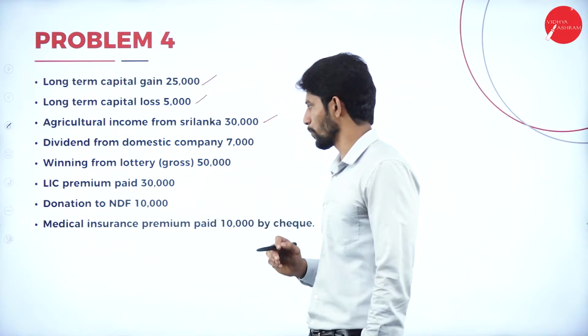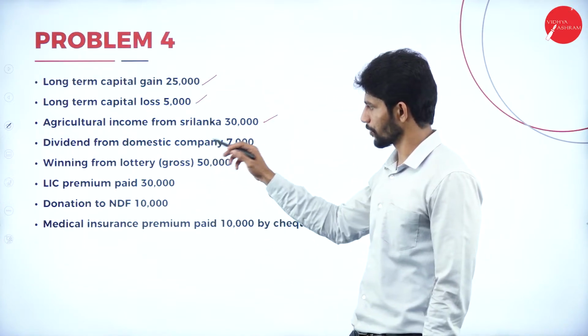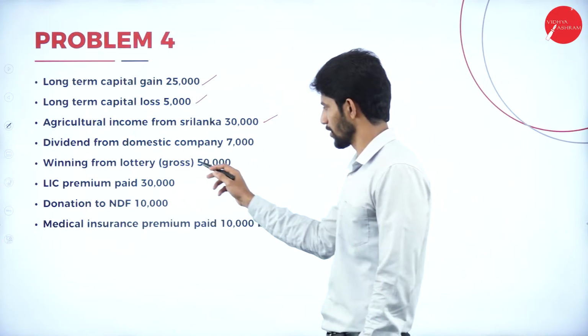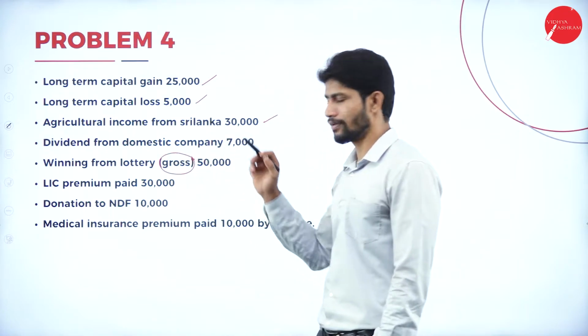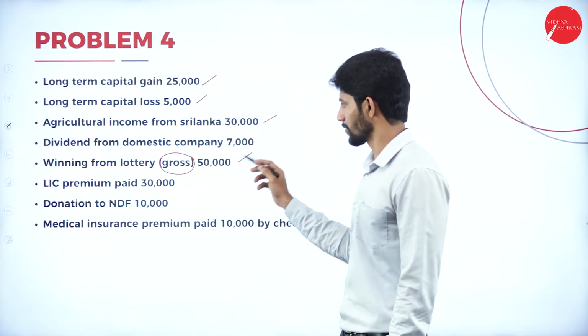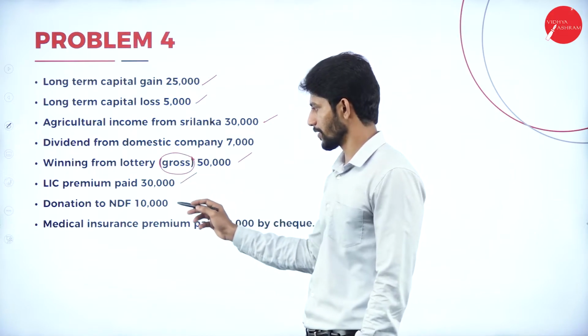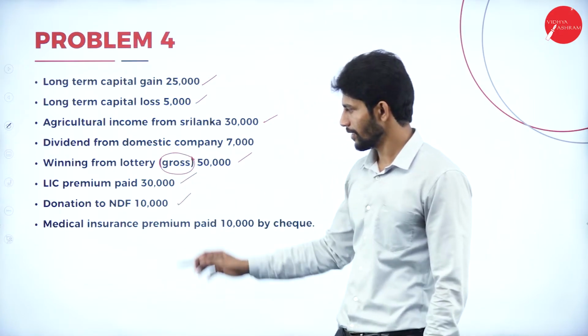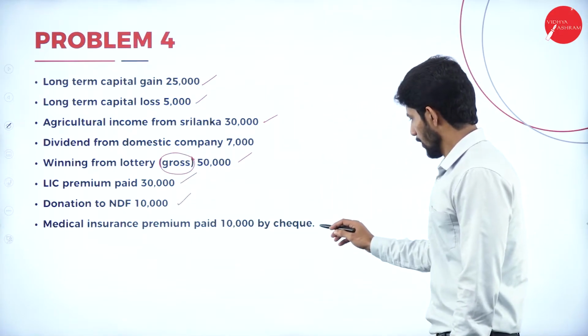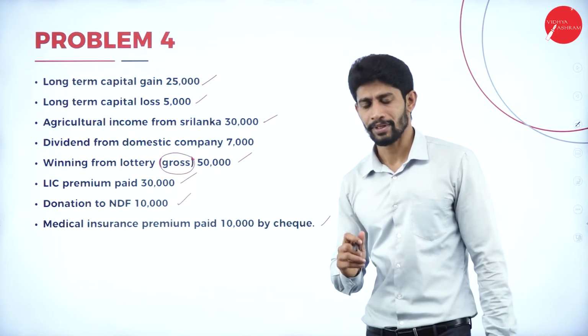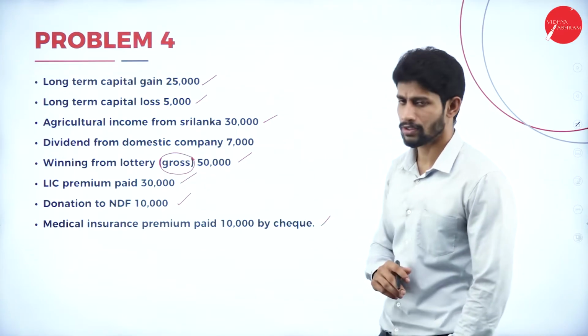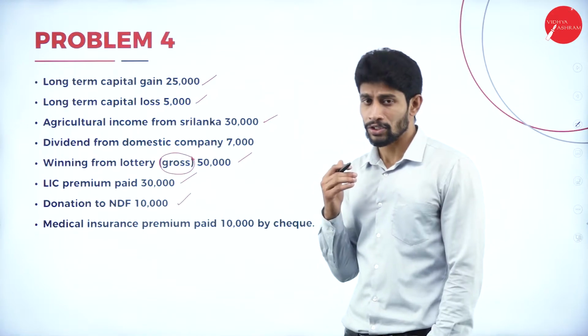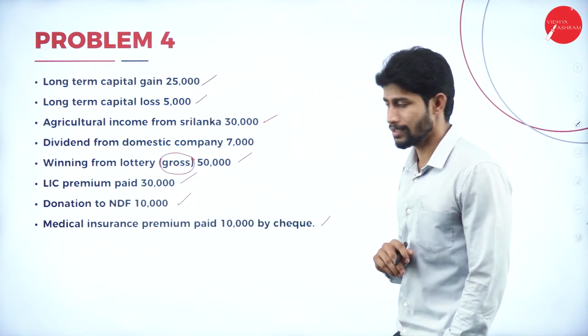Next, dividend from domestic company 7,000. Winning from lottery, gross. Need not compute this because they have given the gross value, 50,000. LIC premium 30,000. Donation to NDF 10,000. Medical insurance premium paid rupees 10,000 by cheque. So with this information you are supposed to compute the total income and the tax payable.